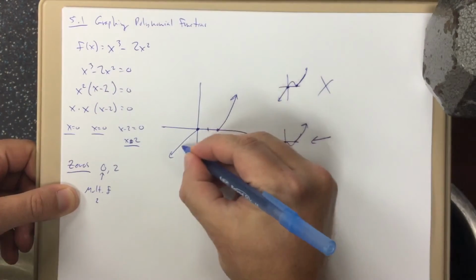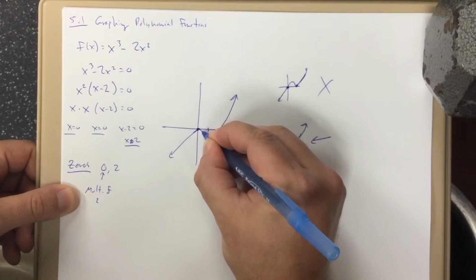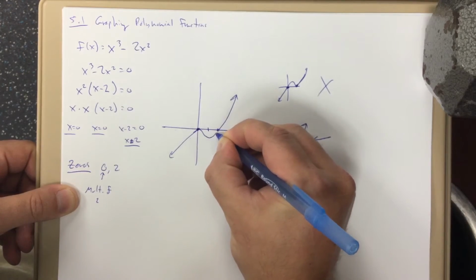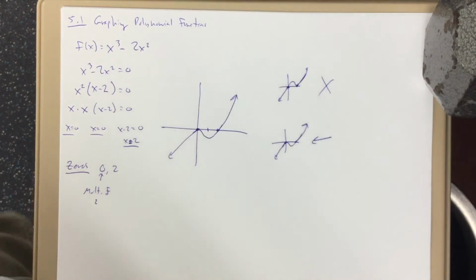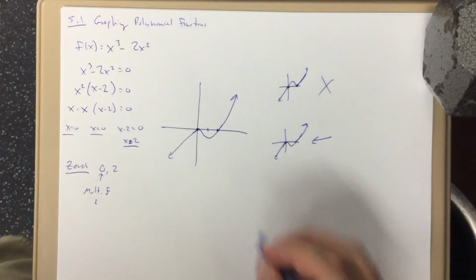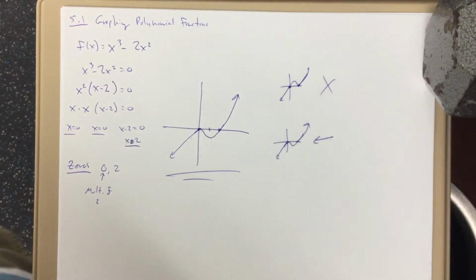So it's going to come up, bounce off at 0, come down, curve back up, and there you go. That's our finished graph of this thing. And that's what we can do using all those different techniques that we had.